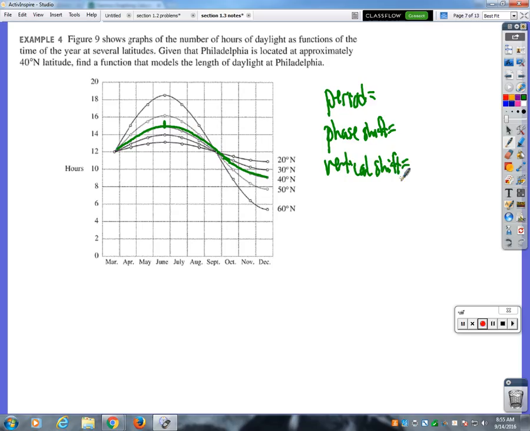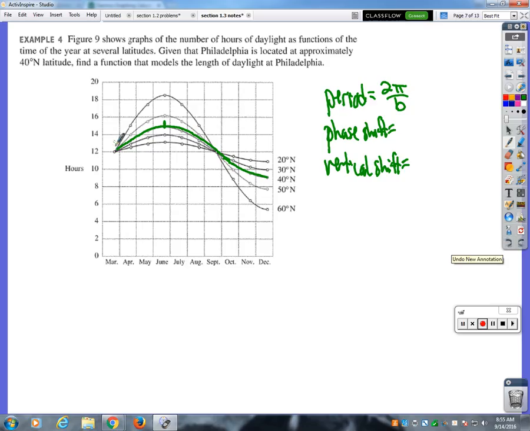Isn't the period like pi over 2b or something? The period is 2 pi over b. What does b stand for again? B is the number that's in front of the variable. So when we figure out the period, we're going to use that to figure out what b is. And then that'll help us write the equation. Okay, so what is the period of this graph?